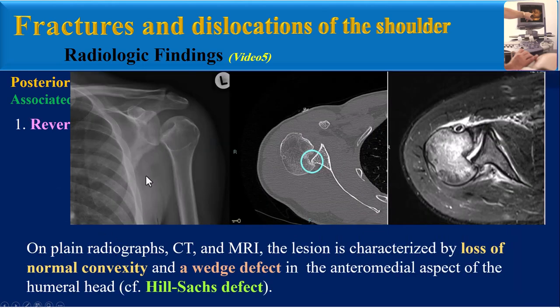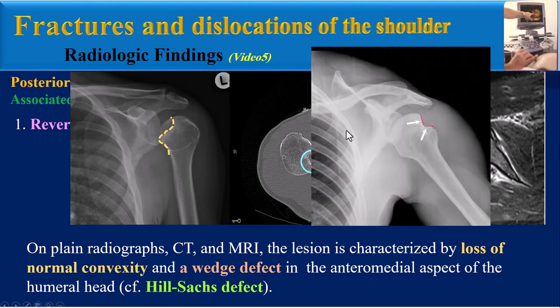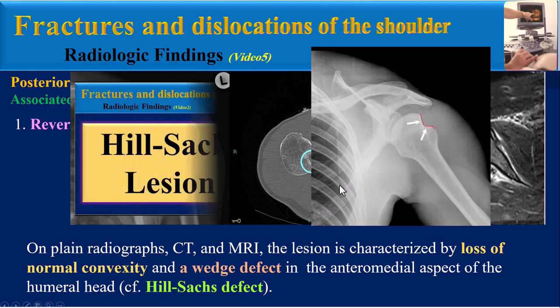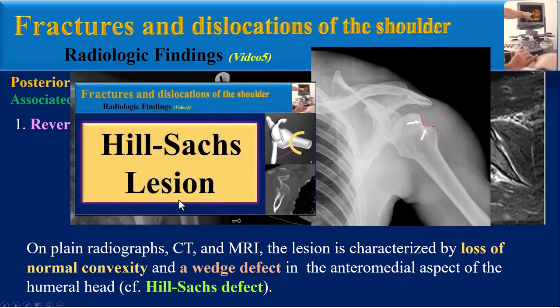On plain radiograph, CT and MRI, the lesion is characterized by loss of the normal convexity and a wedge defect in the anteromedial aspect of the humeral head, in contrast to Hill-Sachs defect, which occurs in the superolateral margin of the humeral head. You can find a full explanation about Hill-Sachs lesion in this video.